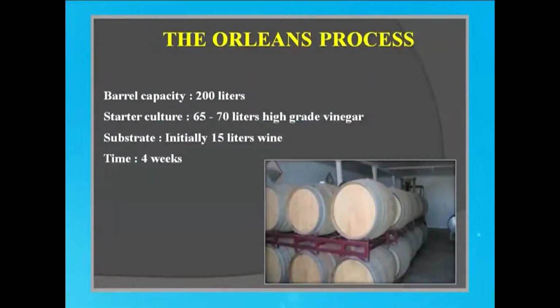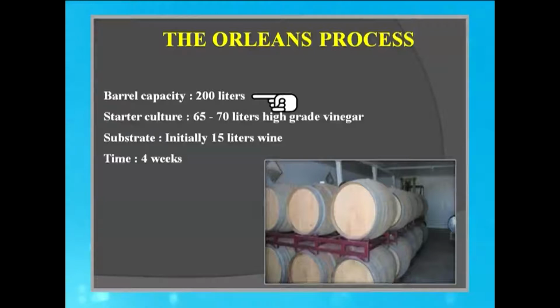Now, as we have seen the first, second, third, fourth, it means that the first one was used in the earlier days, followed by the next ones. The submerged process is the best and the most advanced type, and we will see what happens here. The first, the oldest one, is known as the Orleans process. Here you can see that we have wooden barrels used for producing vinegar.